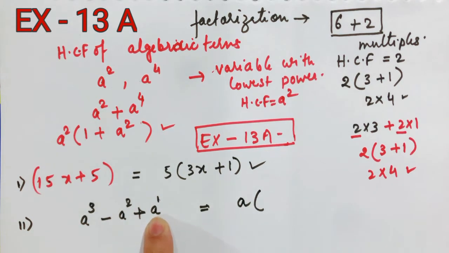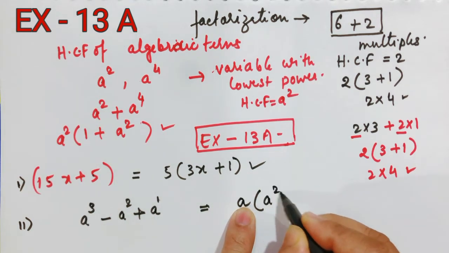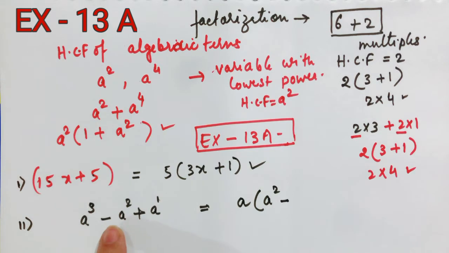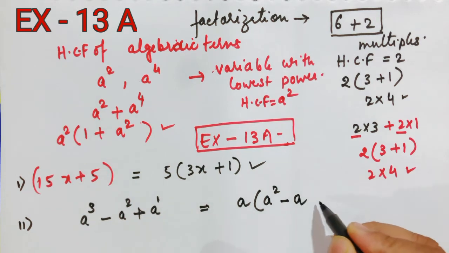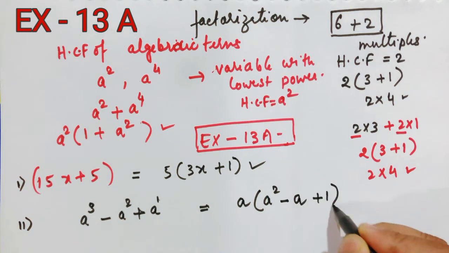Now you will have to divide each of these terms by a. So a cube divided by a will give you a square, minus a square divided by the HCF is equal to a, and a divided by a is equal to 1. This is our solution. Clear? Moving on to the next one.